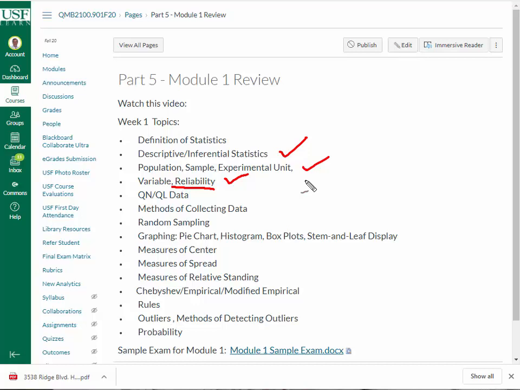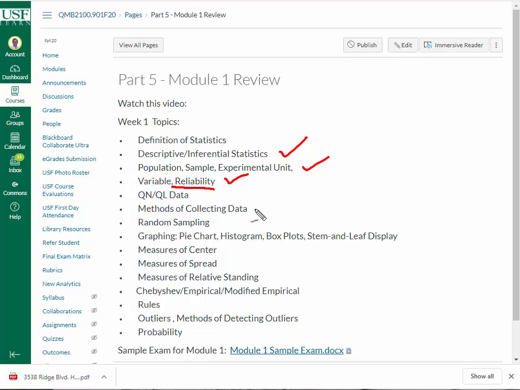Now, we haven't done that yet. I introduced the idea of that, but we'll actually see those inferences later on when we do confidence intervals and test the hypothesis. So reliability will play a bigger role later, but inferential statistics allows for that. I mentioned the quantitative and the qualitative data.